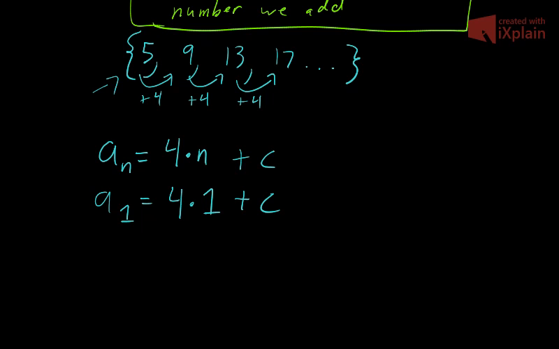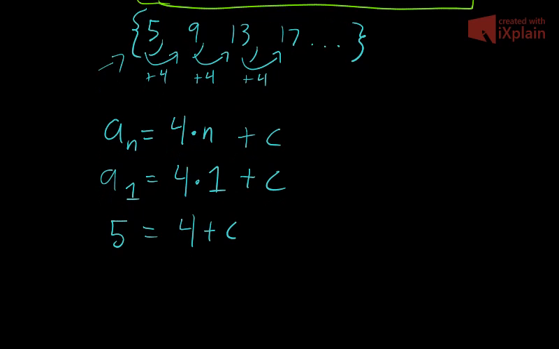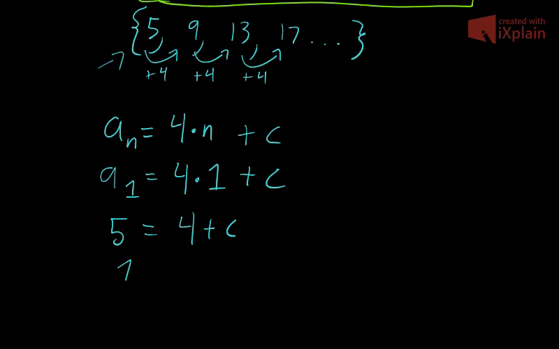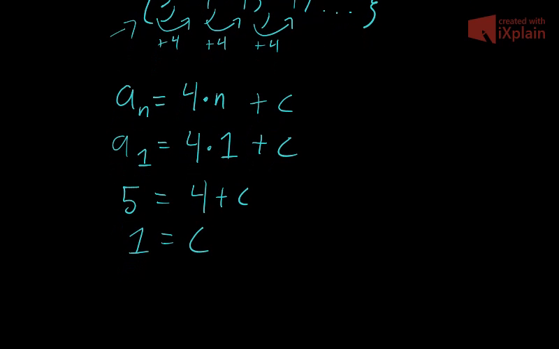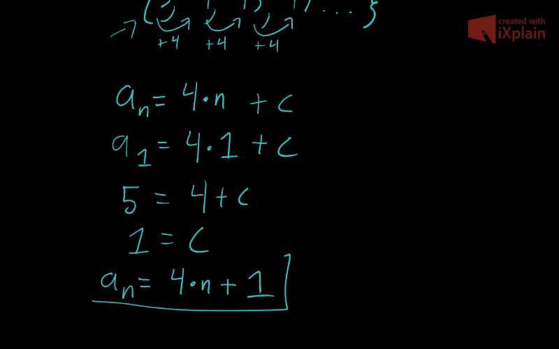And I know that my first number here is 5. So 5 equals 4 plus something. And 4 plus what is 5? 4 plus 1 is 5. So my correctional number there is 1. And I'll end up finding that a sub n equals 4 times n plus 1. And just like that, I'm done. And you can rinse and repeat this.